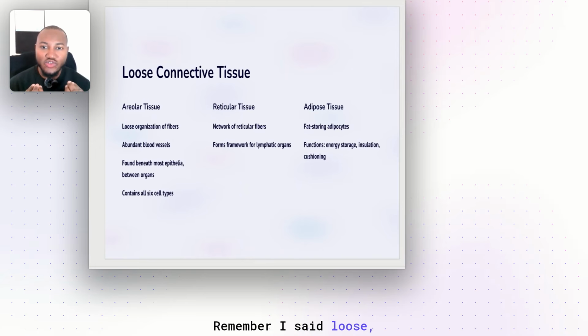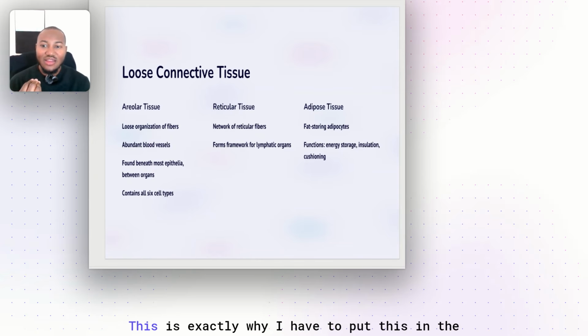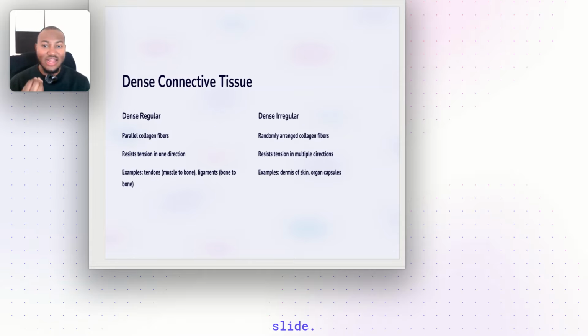Remember I said loose, meaning that the most loose among them is areolar. The most vascularized among everything is areolar. You can't forget. This is exactly why I have to put this in the slide.